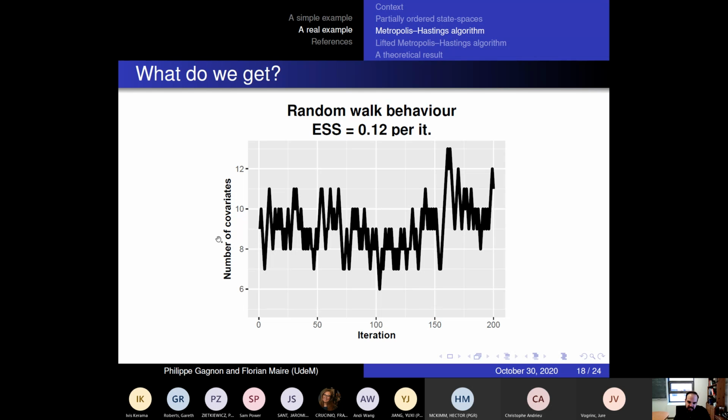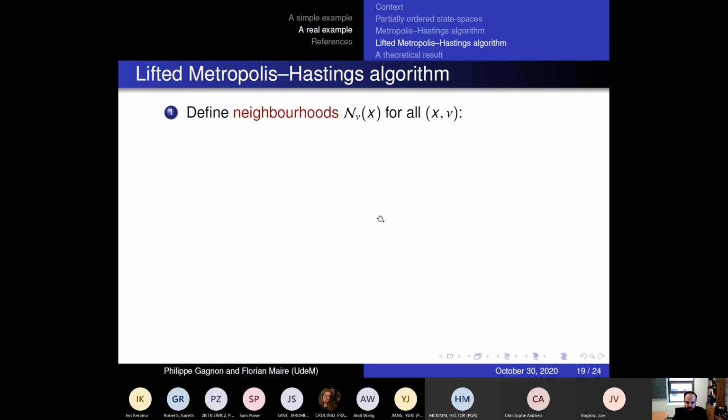And it makes sense to use this statistic because it tells you that if you move a lot with respect to this function, then it means that you explore the whole state space, okay? So again, we want to avoid this kind of random walk behavior, okay? So one of our contributions is to propose a generic recipe to come up with a lifted sampler when you realize that you have a partial order, okay?